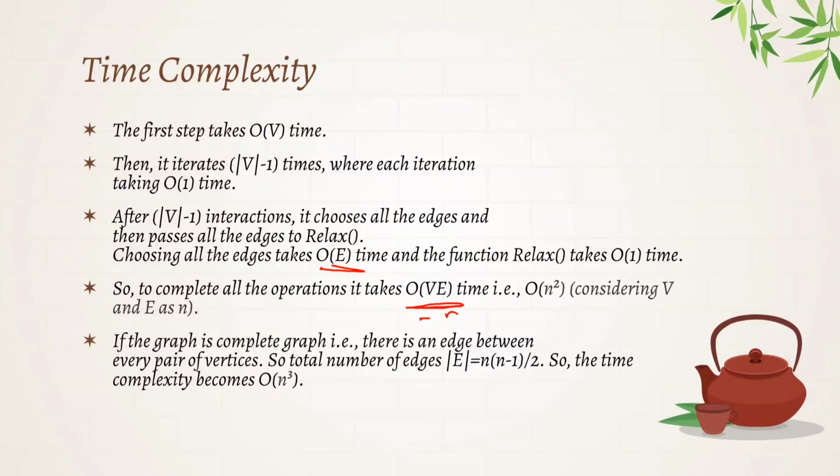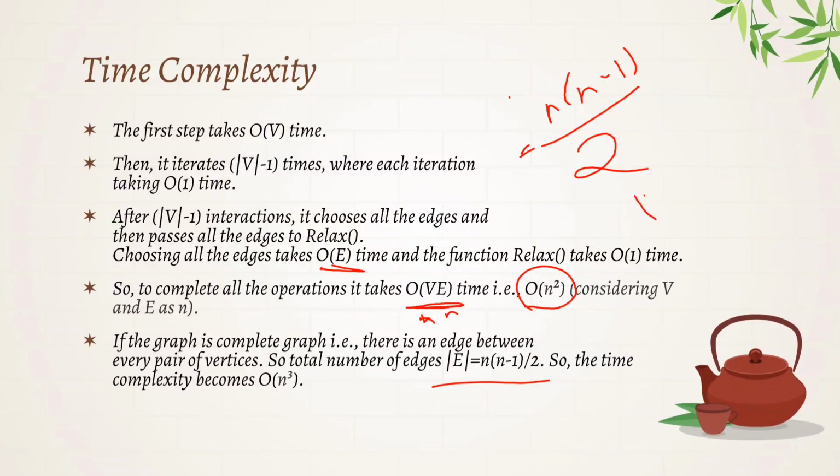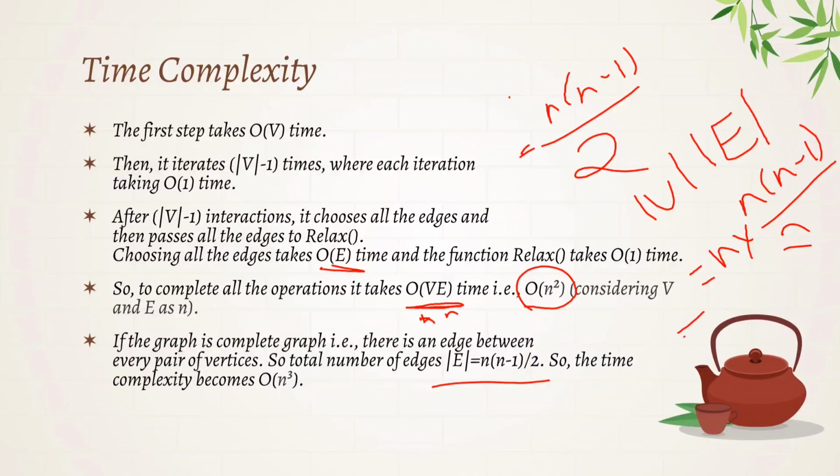Considering it as n and n, we can take the time complexity as order of n square. If the graph is a complete graph, that is, there is an edge between every pair of vertices, the total number of edges will be n into n minus 1 by 2. So the time complexity becomes v into e, so n into n minus 1 by 2 equals n cube. So the time complexity becomes order of n cube. So the worst time complexity of Bellman-Ford algorithm is order of n cube.